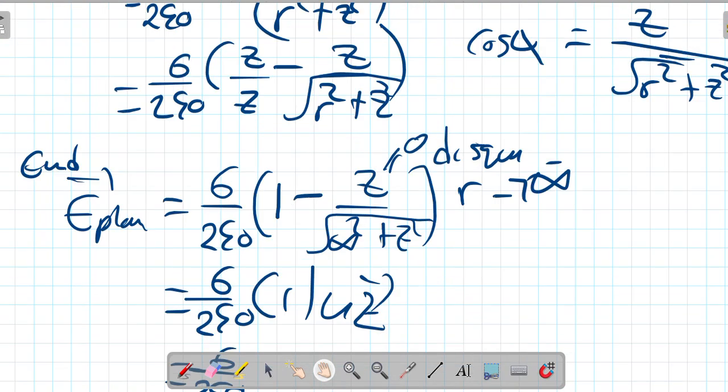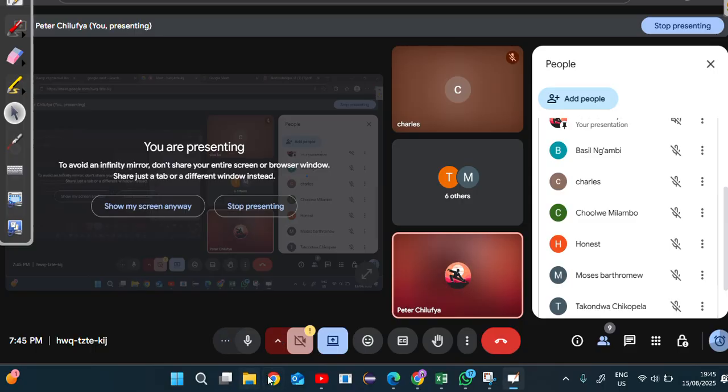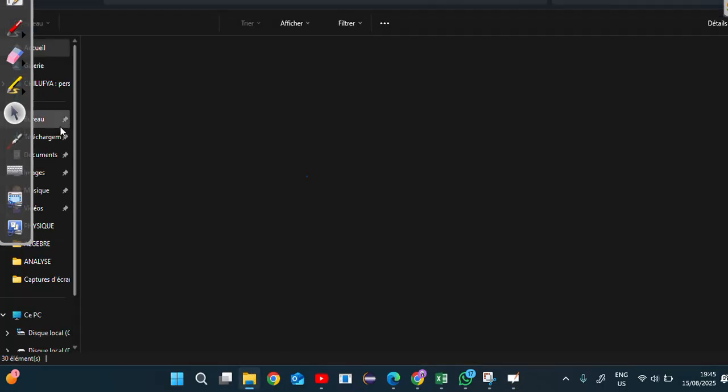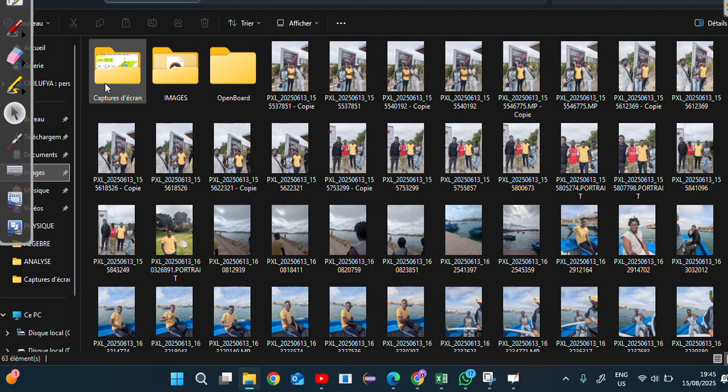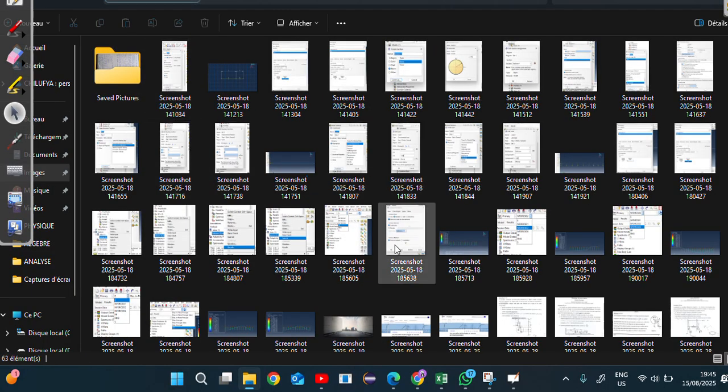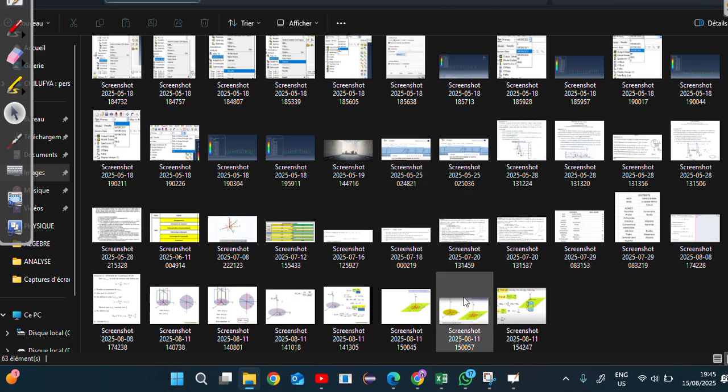Okay, let me actually show you a picture so that you understand what we're talking about. So a disk is actually visualized to be an infinite plane. Here.